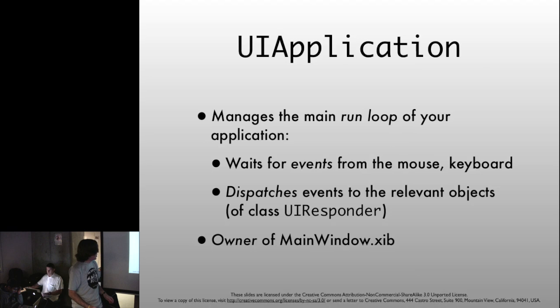Okay, so I talked about this about NSApplication for Mac apps. Similarly, there's UIApplication, which manages the run loop of your iOS application. It should not wait for mouse events because there aren't any mouse events on iOS, and keyboard events are handled differently. So that's a bug in the slides. And then once it receives a touch event, it dispatches that event to the object underneath the touch. And it owns the main window nib.